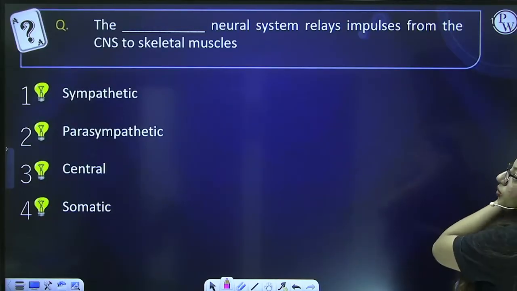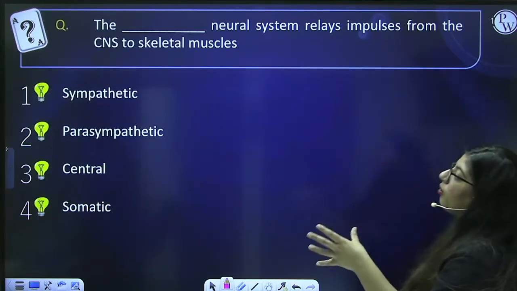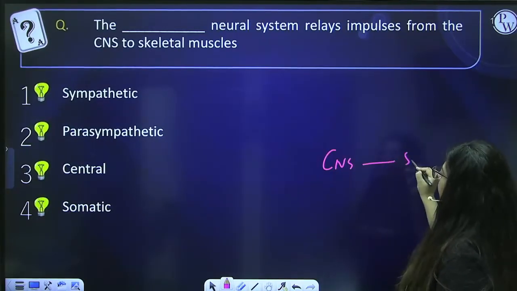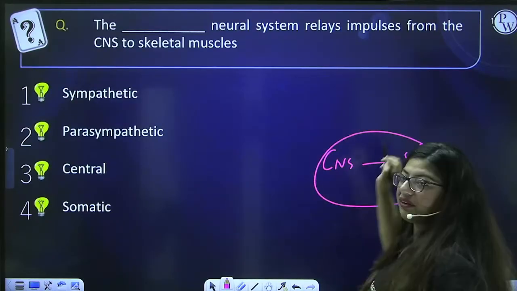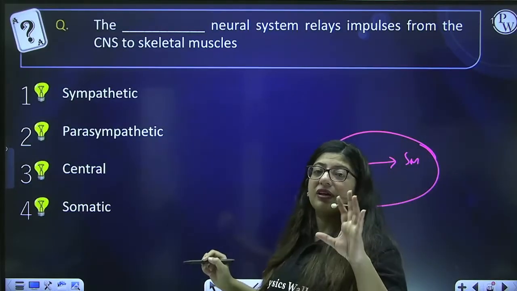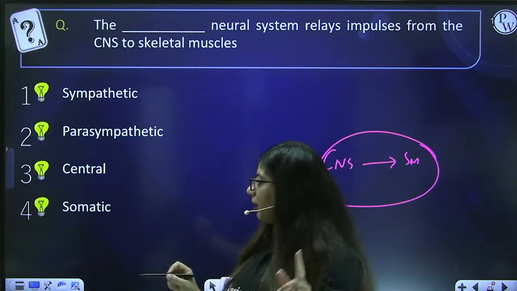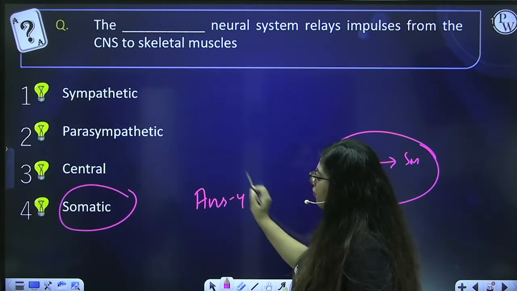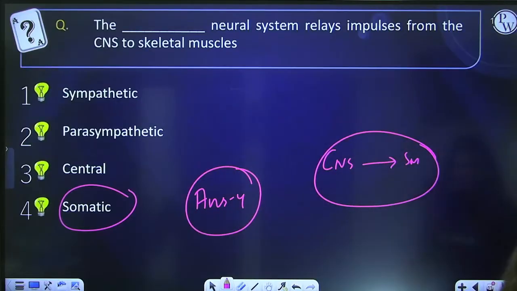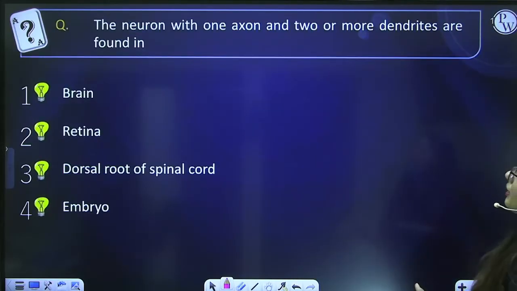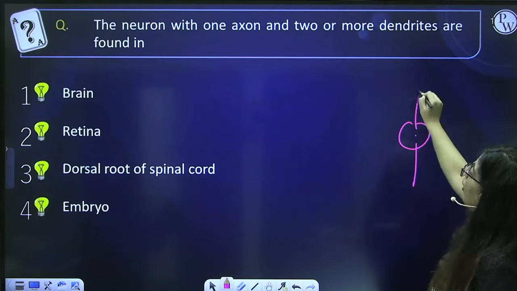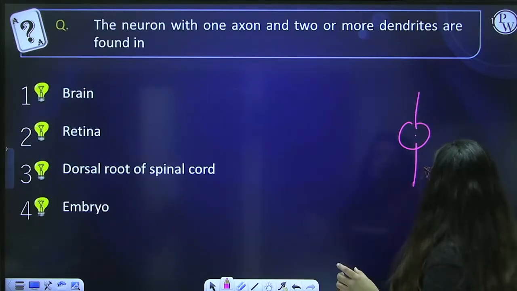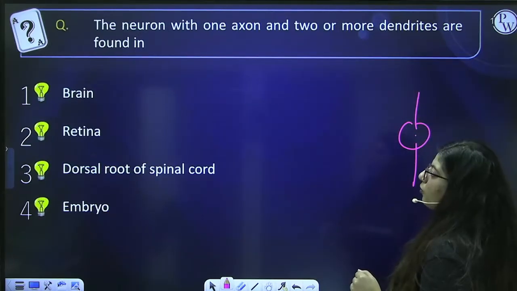The dash neural system relays impulses from the CNS to skeletal muscle. That is voluntary muscle. That's a part of your peripheral nervous system, and you call it the somatic neural system. Answer is 4. Next. The neuron with one axon and one dendrite is found in. That means they're talking about bipolar. So where do you find the bipolar?